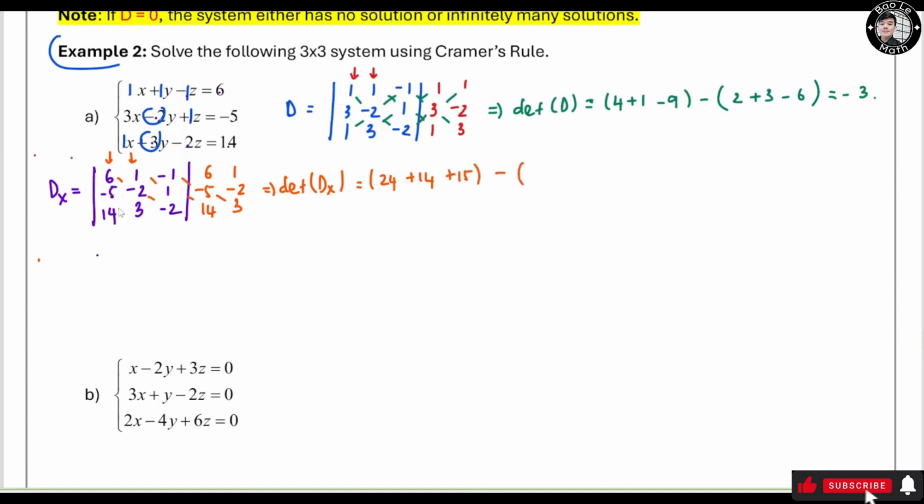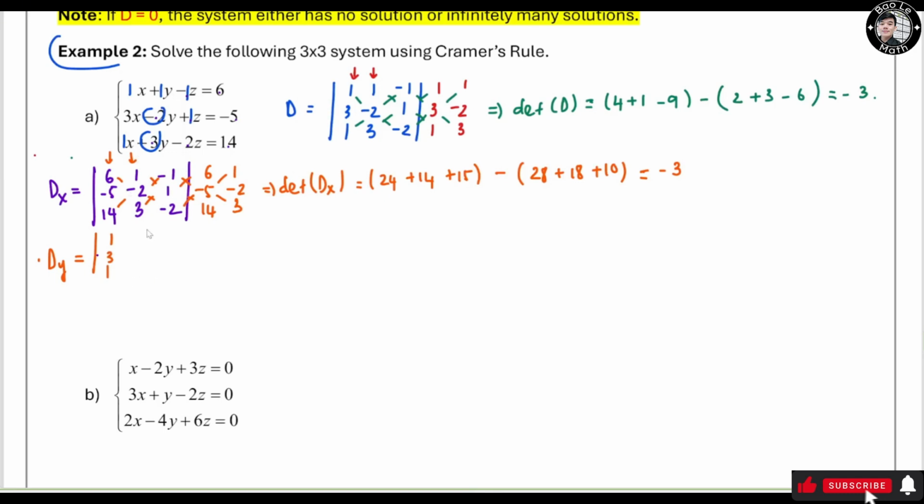Subtract 14 times -2 times -1 should be 28. 3 times 1 times 6 should be 18. -2 times -5 times 1 should be 10. So d must be -3. dy equals A1, A2, A3, which is 1, 3, 1.